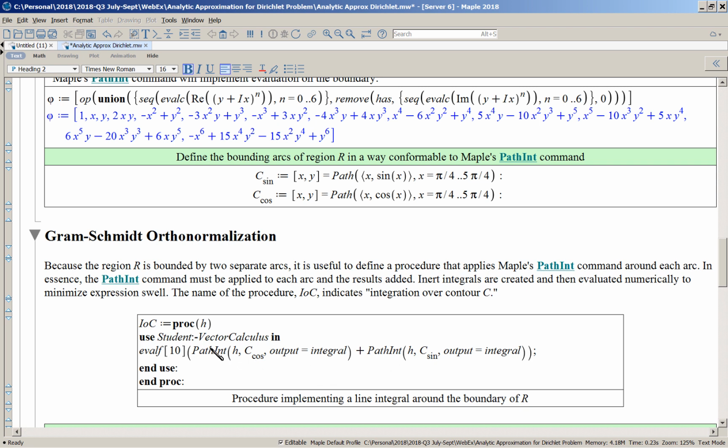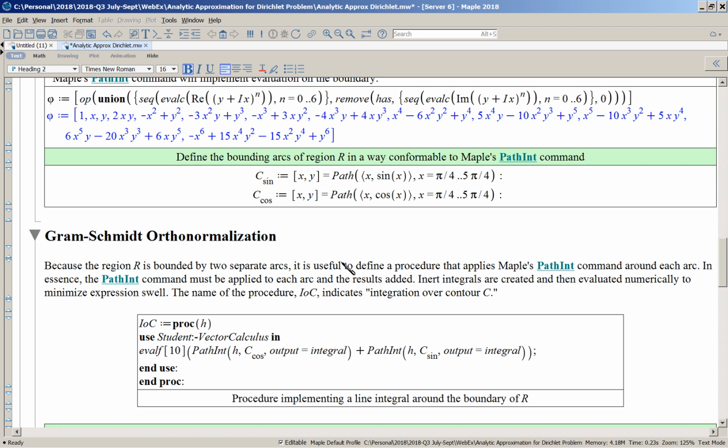So instead of having to write out all of this every time I wanted to do an integral, I could just simply write down integrate on contour, give it the function that I'm integrating. Right, this is the function that I'm integrating, and let Maple do the rest.